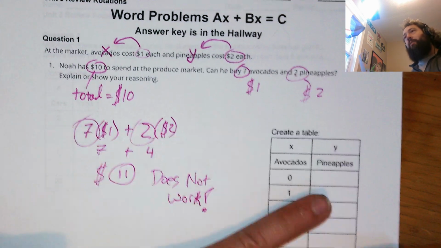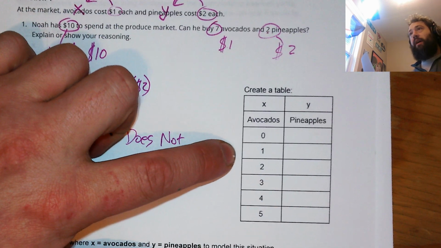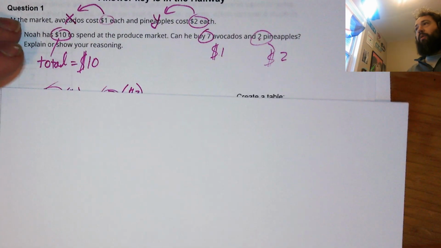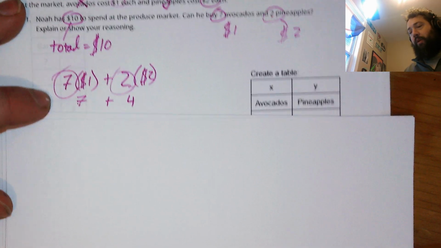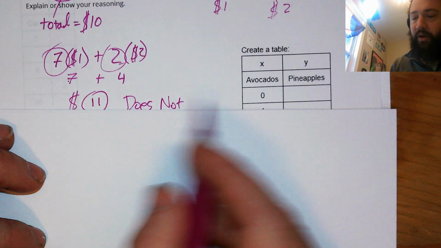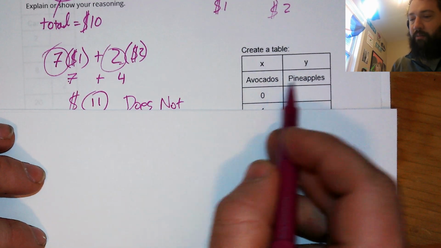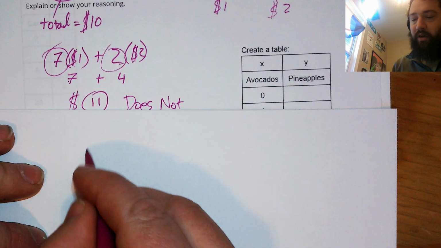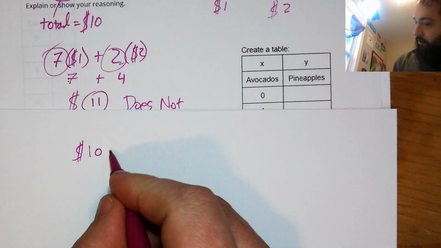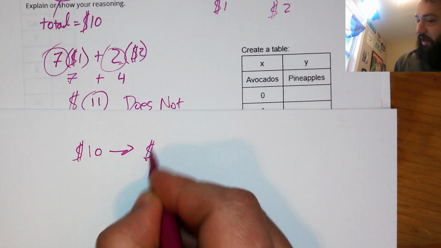Now, I have this table over here that I would like to fill out. It's kind of confusing. So I have a bunch of paper here that we can try and work these out. What if I have 0 avocados? Okay, so I have 0 avocados. That means all $10 can go to my pineapples. So I have $10, and each pineapple is $2.